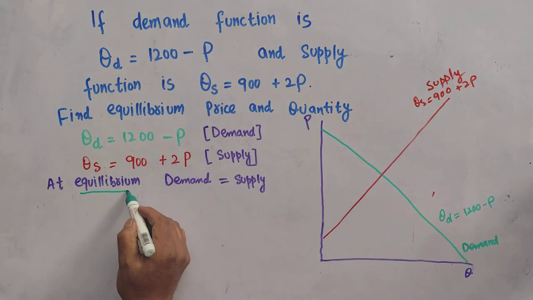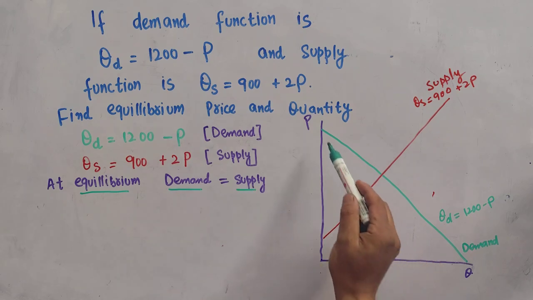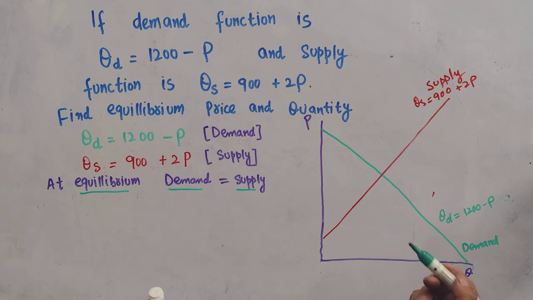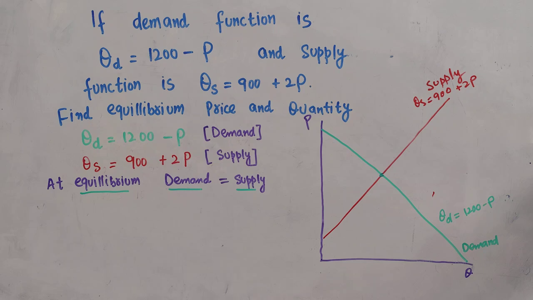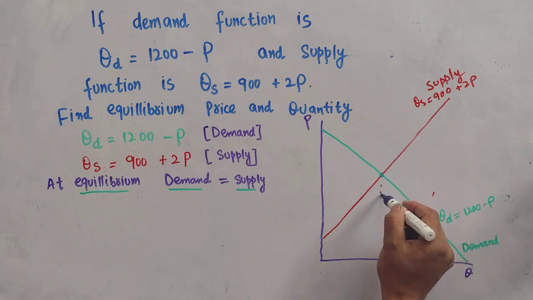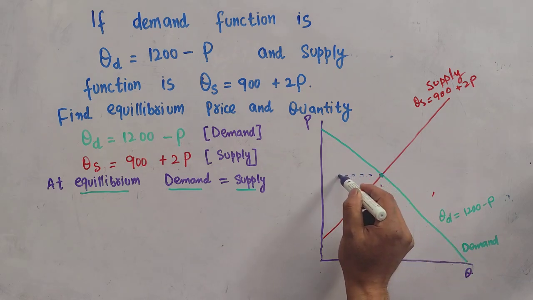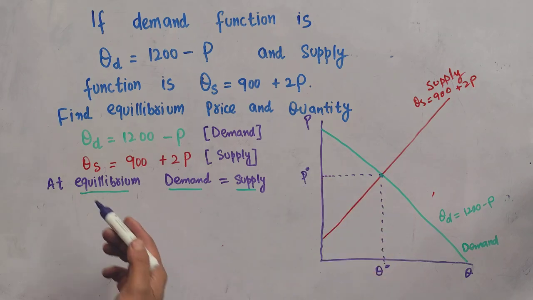Now at equilibrium, what happens? Demand should be equal to supply. So equilibrium occurs where the demand curve and supply curve intersect with each other. So this point will give us the equilibrium quantity demanded and supplied. So this will give us the equilibrium quantity, and this point will give us the equilibrium price.